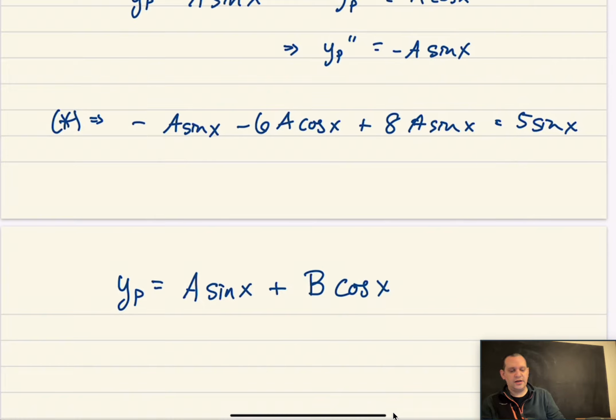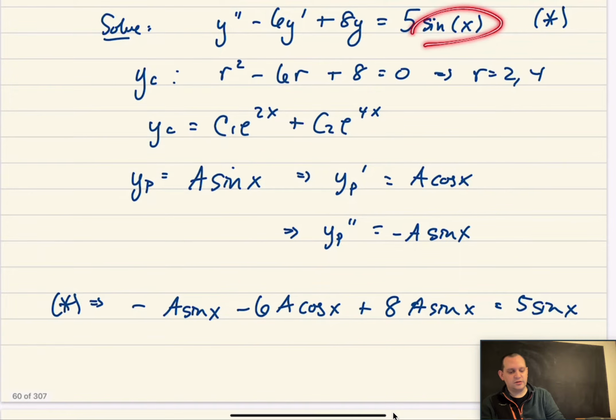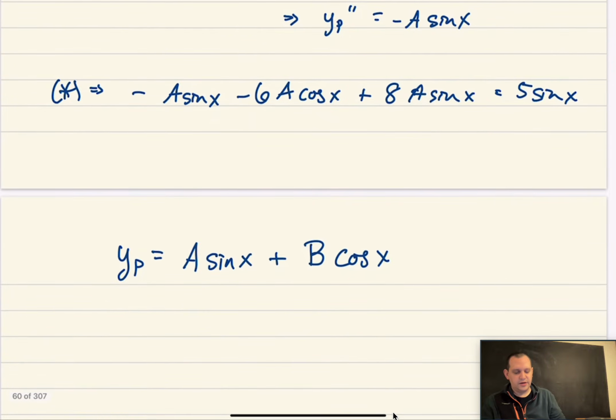In our case, our differential equation had just the sine term. That means we should also include a cosine term. So we're going to guess that our particular solution is a sine of x plus b cosine of x. Now let's check to see if that works. We're going to proceed just like before.